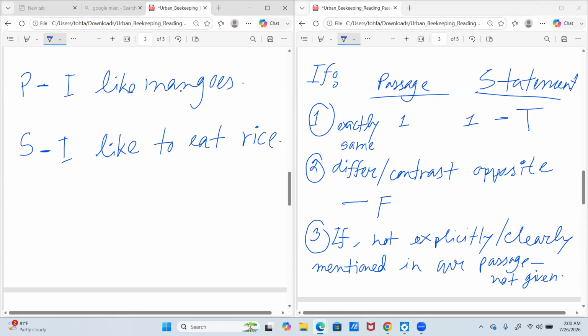Anywhere in the passage, there is no mention of rice, right? We can't say whether I like to eat rice or not, or I don't like to eat rice, just by reading the passage. It says about mangoes. There is no explicit mention of rice in the passage. Therefore, we can't answer whether it's true or false by looking at our passage. Therefore, it would be not given.